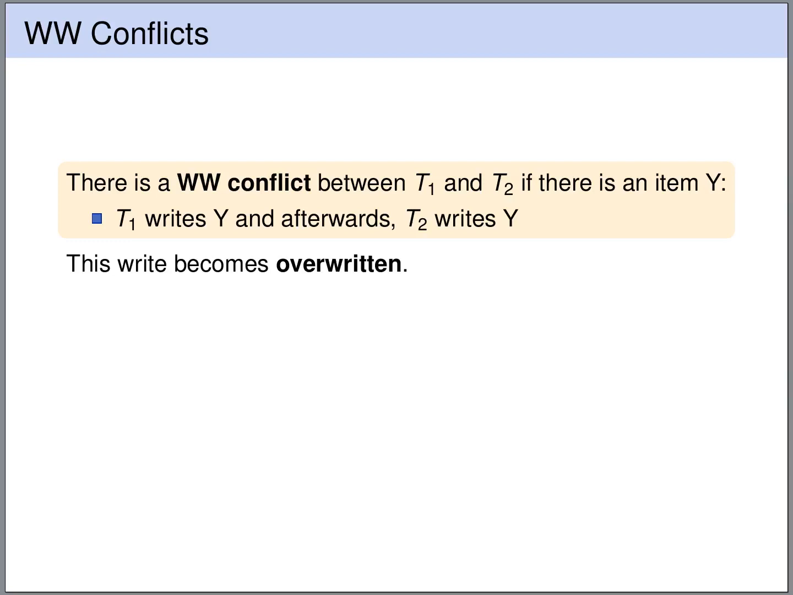We have a write-write conflict between transactions T1 and T2 if there's some object y such that T1 writes y and afterwards T2 writes y. The write of T1 is overwritten by T2.